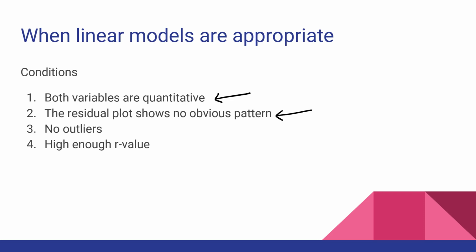So whenever you're showing work here, you have to personally draw out the residual plot and then say it shows no obvious pattern. Next, you have to confirm that there are no outliers, and then the R value has to be somewhat strong or moderate. If you have an R value of 0.0001, a linear model will likely not work.